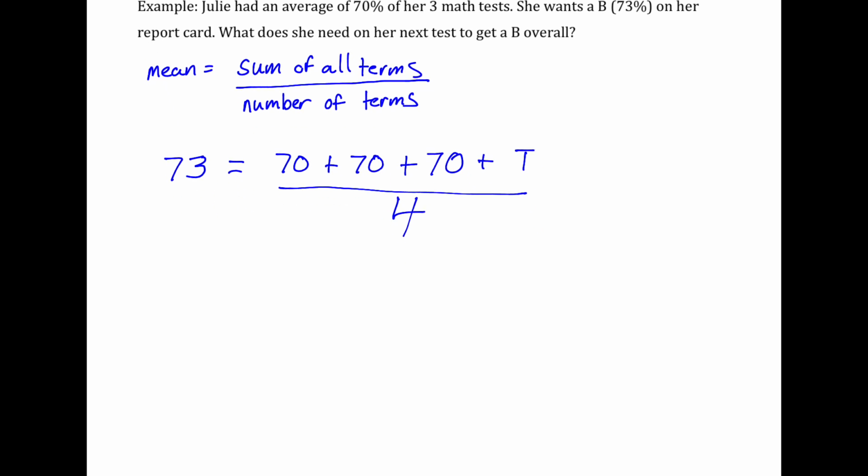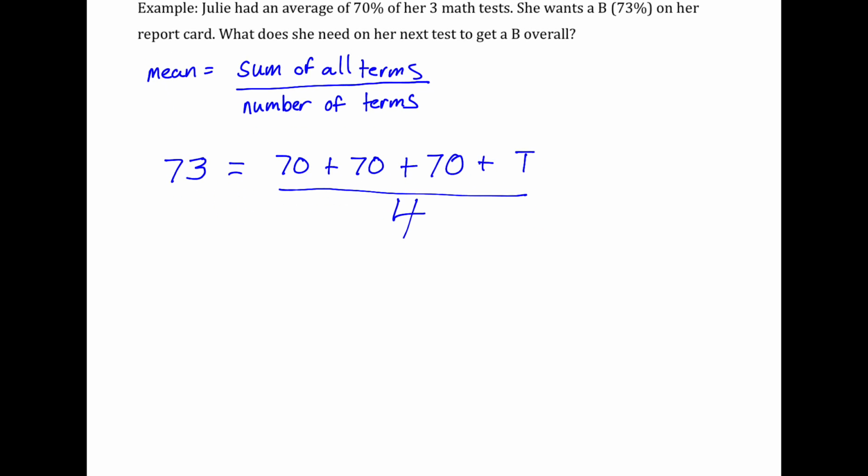So now I just want to do all of my solving strategies for this. What we're going to do is put all these together so we get one nice number. And I'm going to do multiplying by 4 on both sides to get rid of this 4. So on one side, I get 73 times 4, which is 292. Then 70 plus 70 plus 70 is 210 plus T.